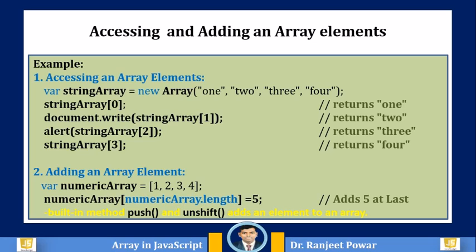In the example, a string array is declared with 4 string values or elements. The first element is accessed by writing 0 in square brackets after the name of the array, and it will return 1 as the first element.